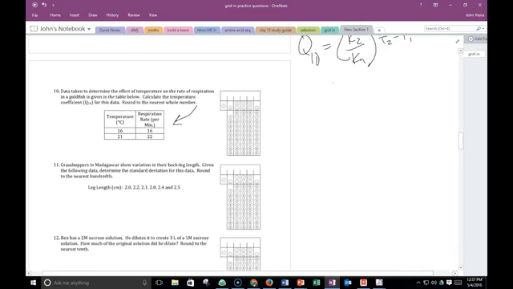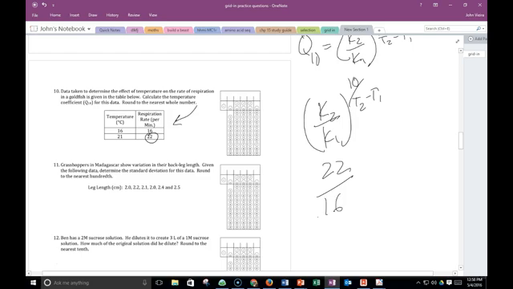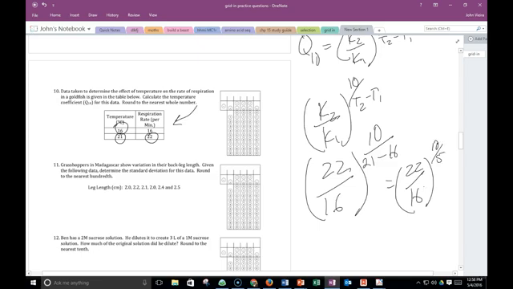So, let's look at your sample. Your K2 is 22. Remember, this is over K1, to the 10 divided by temperature 2 minus temperature 1. So K2 is 22 over 16, and this is 10 over the second temperature, 21, minus the first temperature, 16. That's the same as saying 22 divided by 16 to the 10 over 5, which is the same as squaring it. So it's 22 over 16 squared.